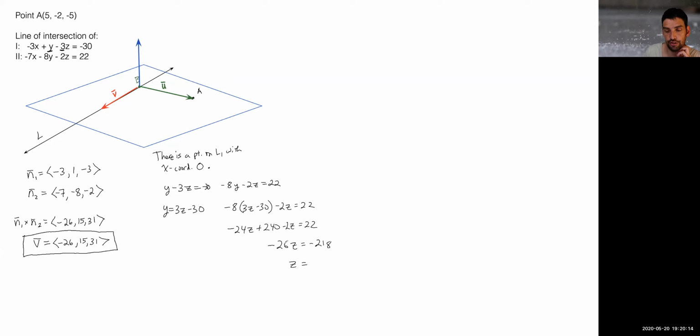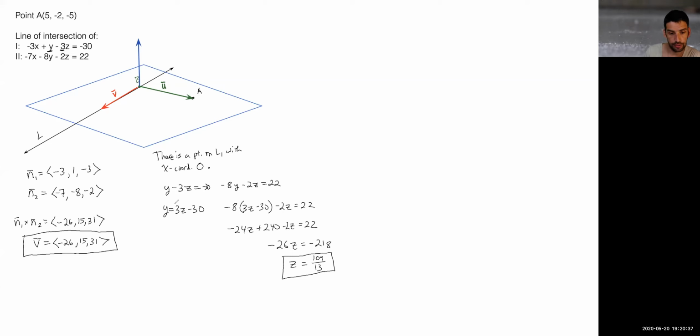Divide and reduce, so these are both divisible by 2. Oh, they're both going to be negative, so this will be a positive in the end. Let's see, we'll have positive 109 over 13. So I divided negative 218 by negative 26 and reduced that fraction to this. So there is our z coordinate.